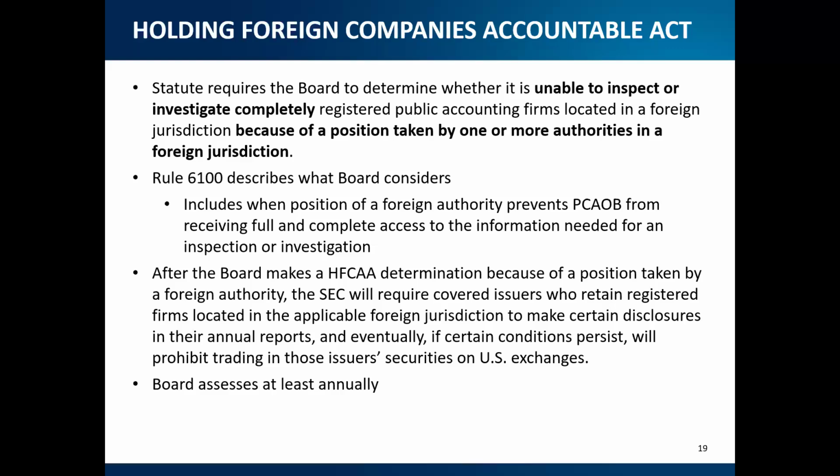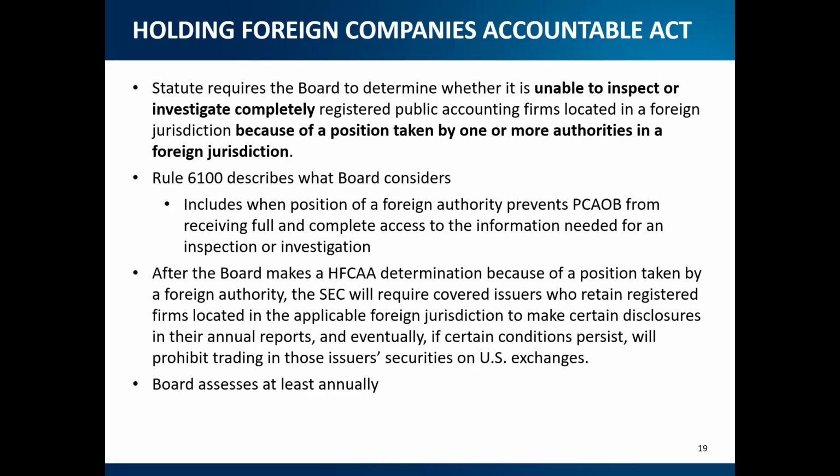Under this rule, the board will assess whether the position taken by the foreign authority impairs the board's ability to execute its statutory mandate with respect to investigations or inspections of such firms in one or more of the following respects. 1, the board's ability to select engagements, audit areas, and potential violations to be reviewed or investigated. 2, the board's timely access to and the ability to retain and use any document or information, including through conducting interviews and testimony, in the possession, custody, or control of the firm or any associated persons that the board considers relevant to an inspection or investigation.